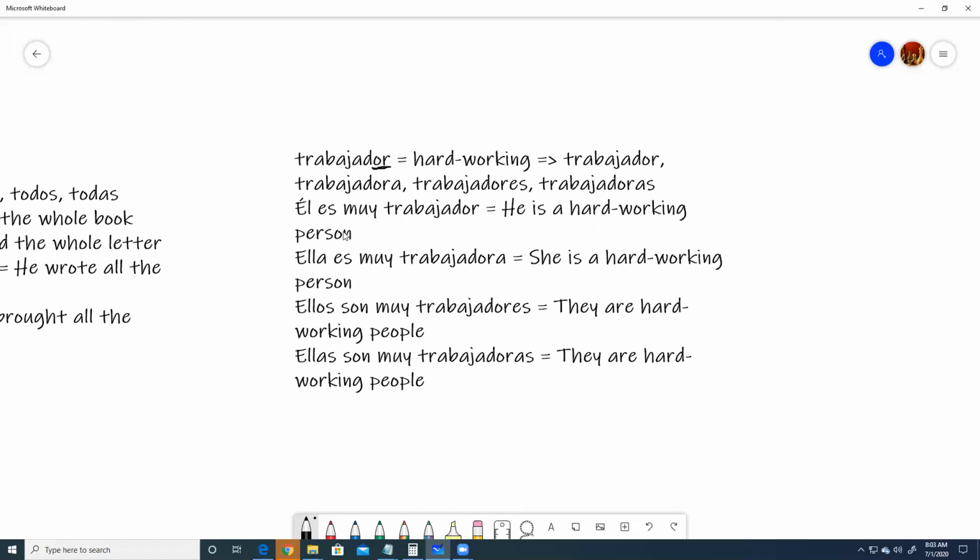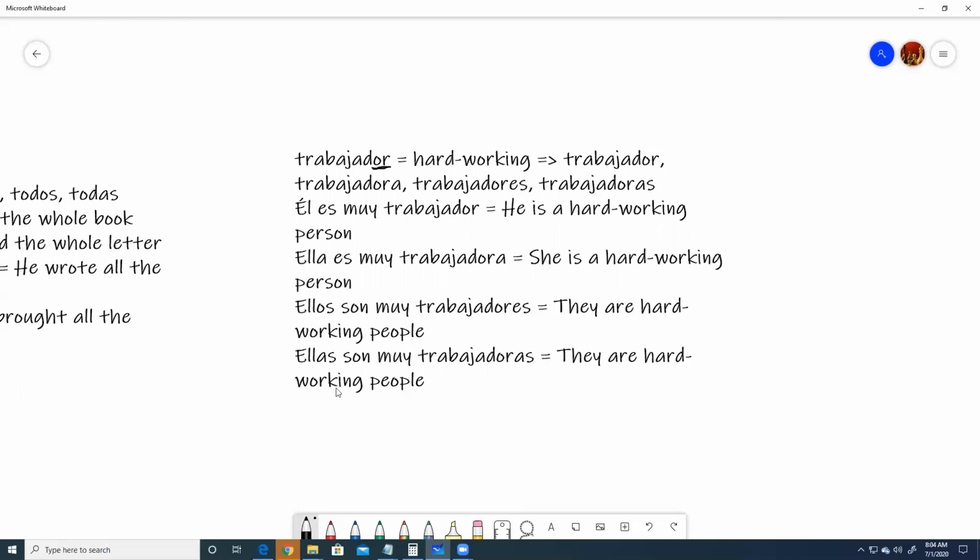Examples: él es muy trabajador. He's a hardworking person. And the feminine: ella es muy trabajadora. She's a hardworking person. And in the plural: ellos son muy trabajadores. They are hardworking people. And ellos can be masculine or mixed gender, so men and women. But in this case, let's say that it is masculine. And ellas, feminine, ellas son muy trabajadoras.